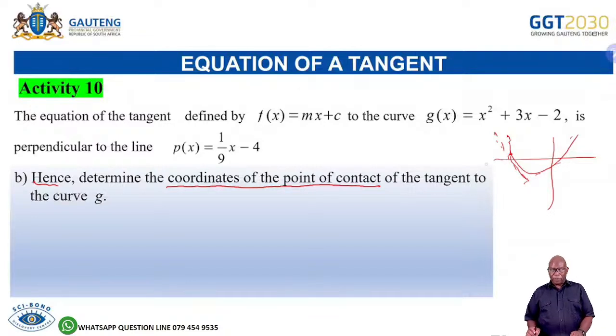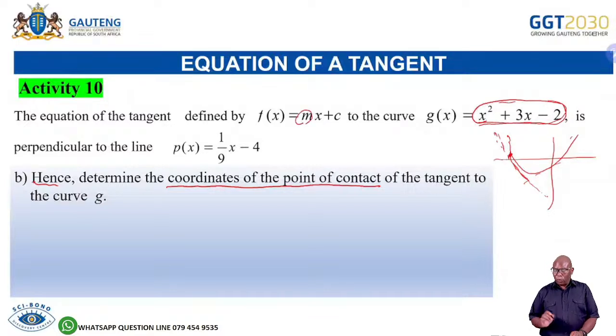Now remember, for me to get the point of contact here, I need to derive this thing here. Because at the point of contact, the gradient of this graph will be the same as the gradient of the tangent. So for me to write that, I'll have to say the gradient of this graph will be equal to -9, because the m is -9.